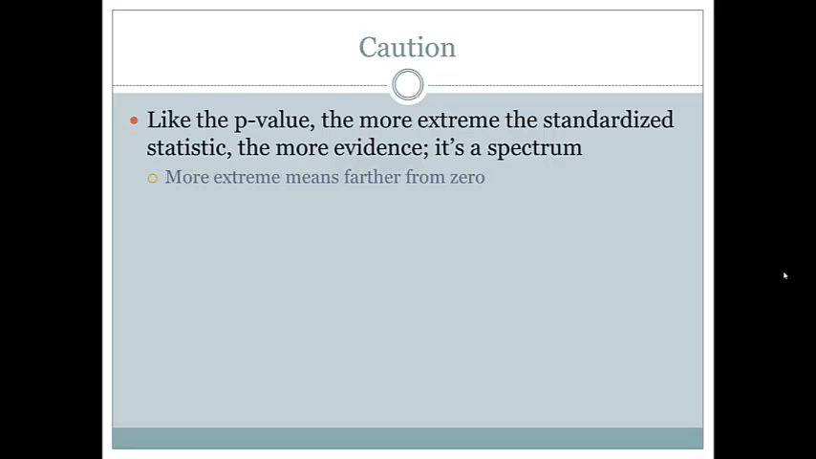One word of caution. Like the p-value, the more extreme the standardized statistic, the more evidence. It's a spectrum. There's no black and white. The more extreme in this case means farther from zero. Very large values of the standardized statistic or very small values, that's negative small values, of the standardized statistic mean strong evidence.